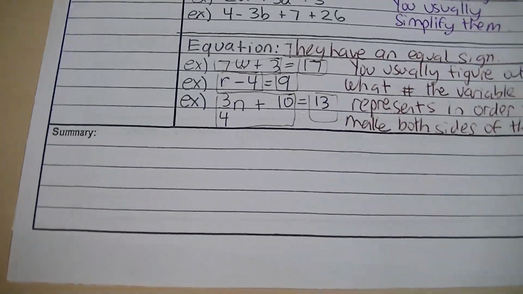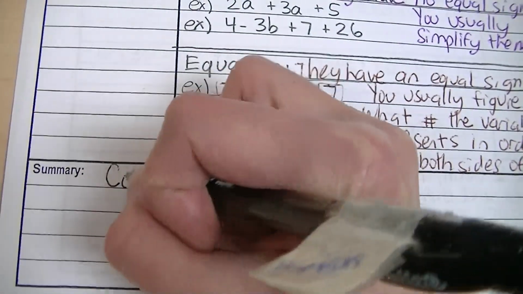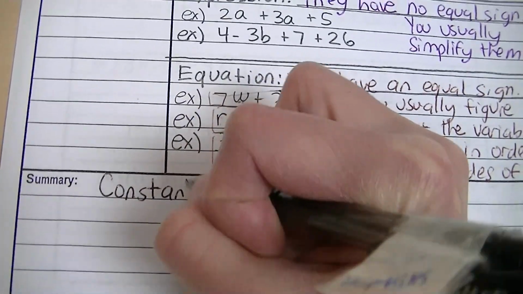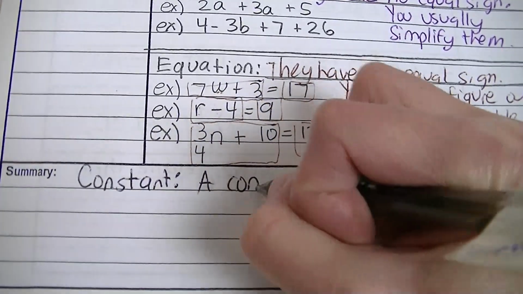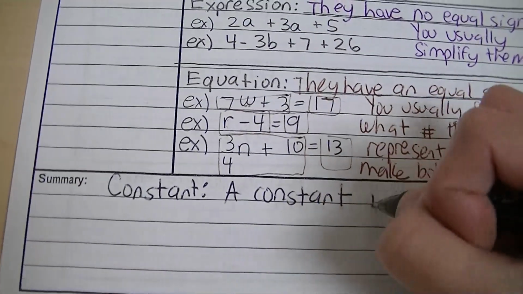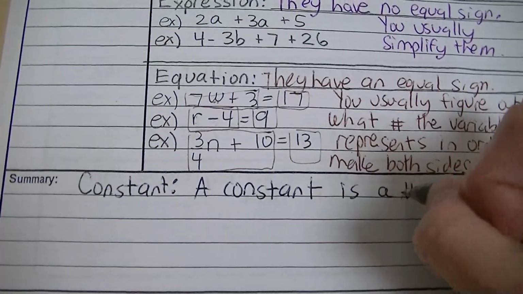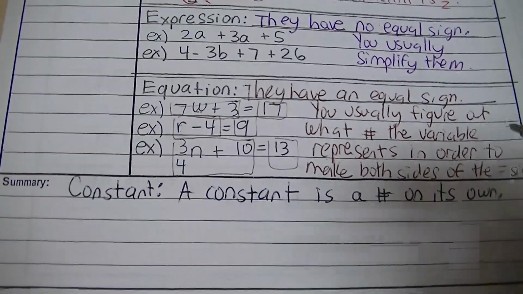All right, in the summary, this is what I want you to write, because there's another vocab word, and that word is constant. A constant is a number on its own. And in these examples, there's plenty of constants that you saw. A constant is a number on its own. It doesn't have a variable attached to it.